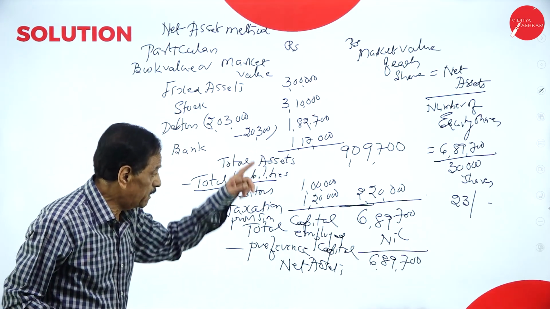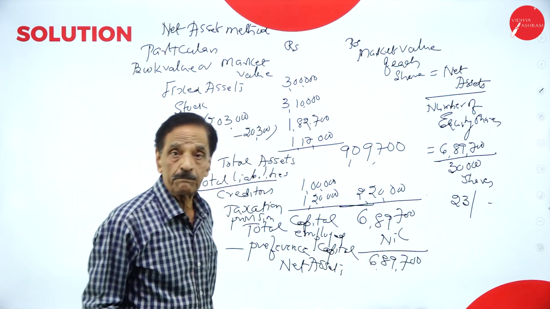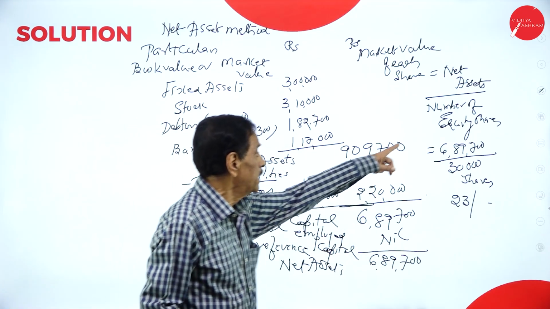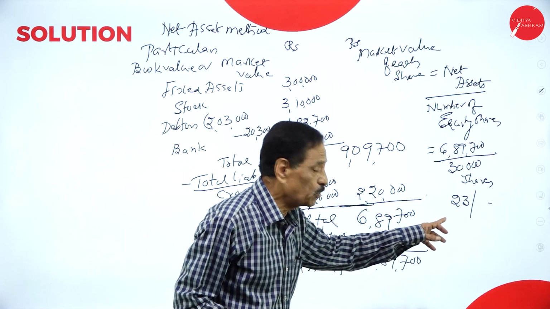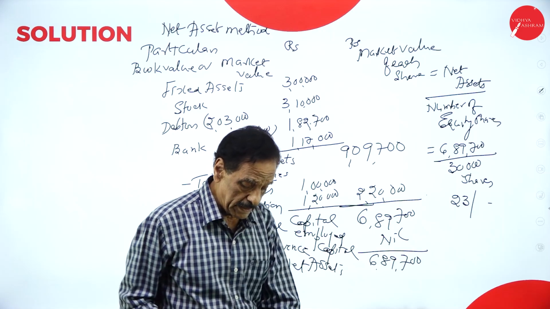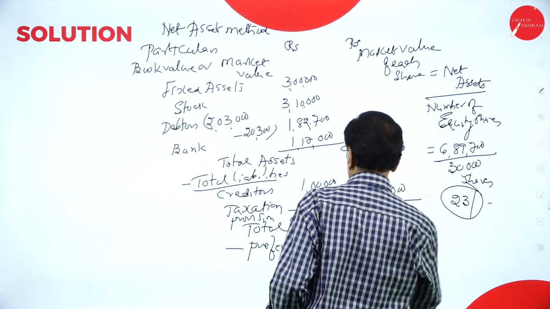So total asset minus total liabilities gives capital employed, minus preference share capital, what is left for equity shares is called net asset, divided by number of equity shares 30,000. It works out to 22.99, say 23 rupees. So this goes in favor of net asset. Now the yield method.